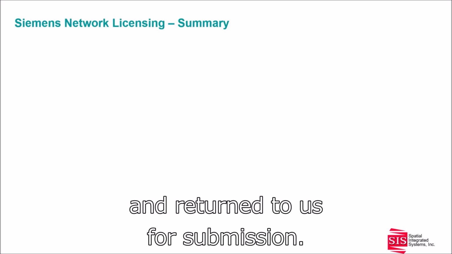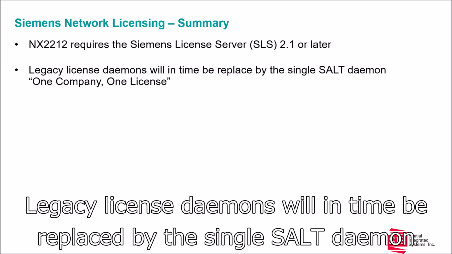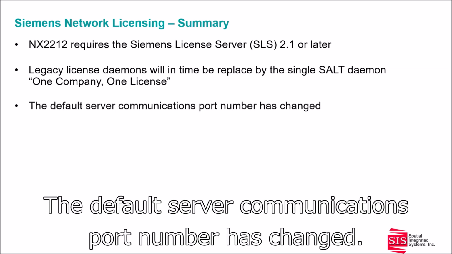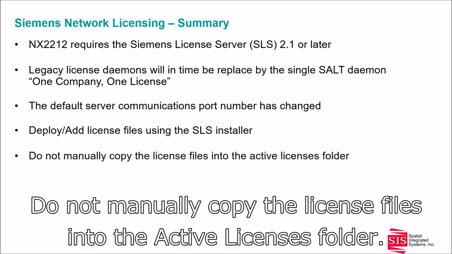In summation, NX 2212 requires server SLS 2.1 or later. Legacy license daemons will in time be replaced by the single salt daemon with the ultimate goal of one company, one license. The default server communications port number has changed. Add license files using the SLS installer. Do not manually copy the license files into the active licenses folder.